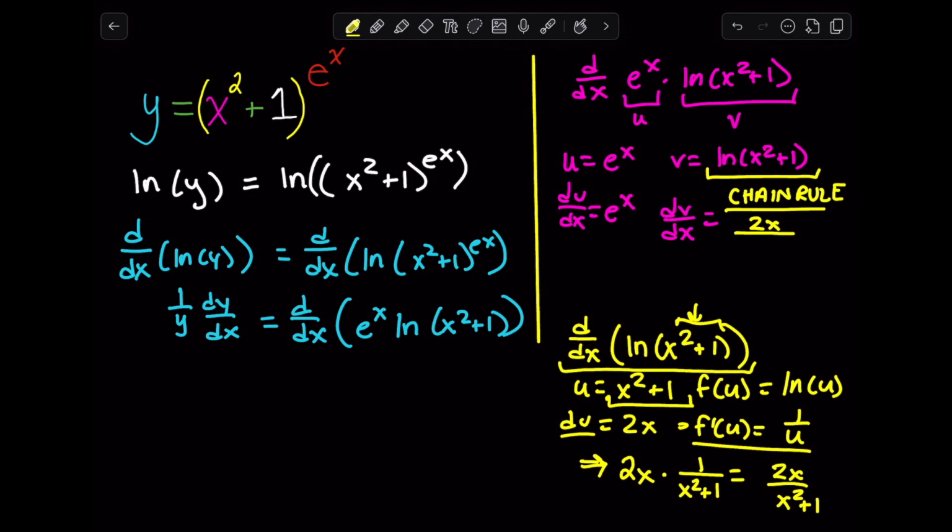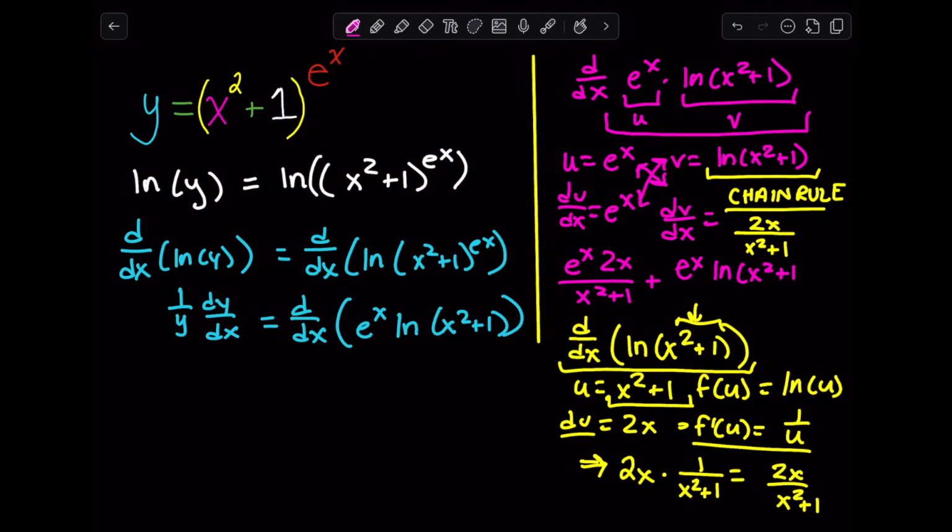Okay, so let's finish out our derivative of the original e to the x times ln of x squared plus 1, which is the right-hand side of our equation in blue. And the product rule formula is as follows. So it's u times dv dx, which is e to the x times 2x over x squared plus 1, plus du dx times v, which is e to the x again times ln of x squared plus 1. And that sum is the complete derivative of the right-hand side of our equation.